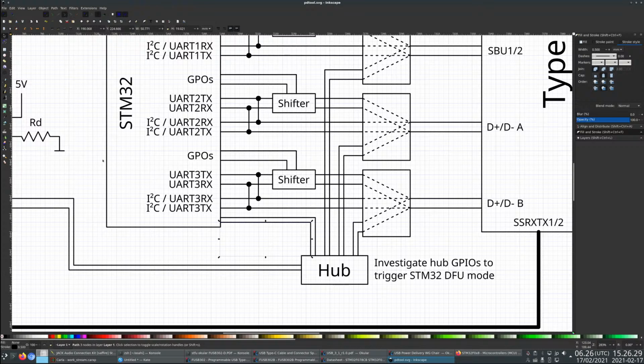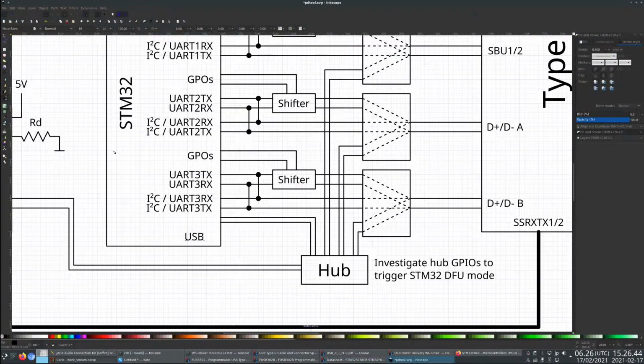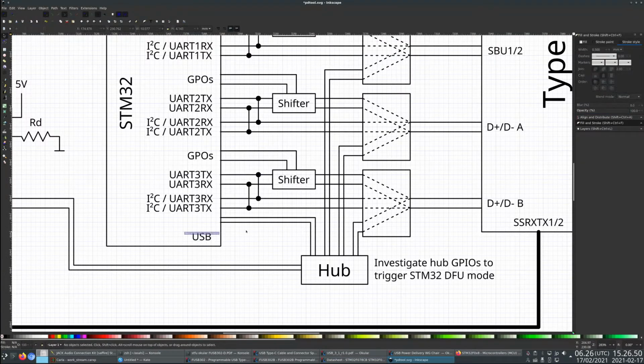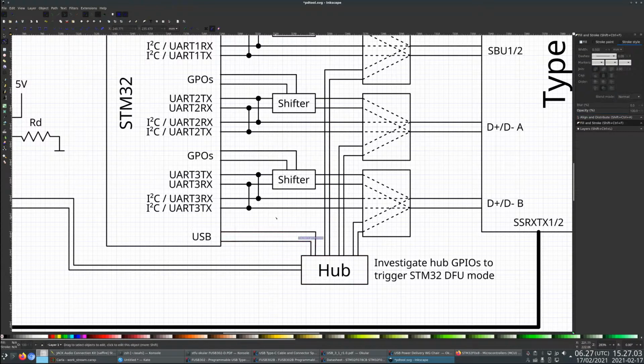I guess I should probably draw this as an actual USB port on here. And I have the space anyway, so why not? Also, these things only do... well, we don't need that anyway. I think I just did something weird there. Okay.